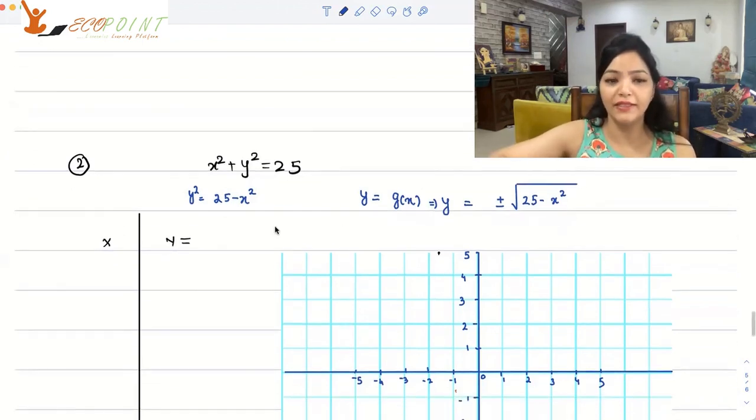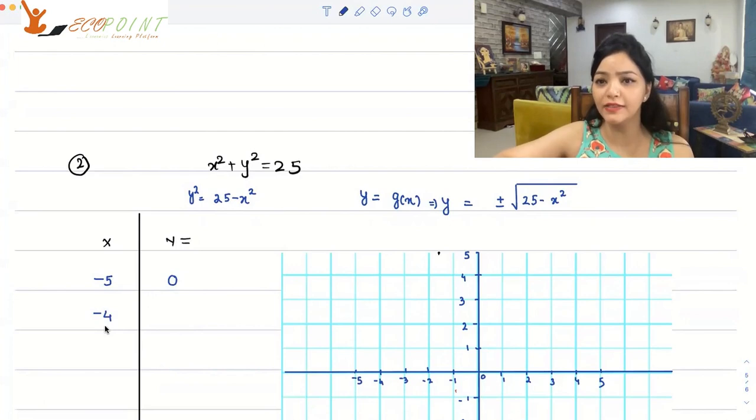Now, keeping that in mind, we will go about the simple process of giving x certain values which are in the domain and getting y values out of it. So suppose I give the value -5 to x, what will I get? The moment I put x as -5, inside the square root it's going to be 25 minus 25, that gives you 0. The moment I give the value -4, what's going to happen? Inside the square root, I will get 25 minus 16. -4 squared is 16. So 25 minus 16 will give you 9. So you will get square root of 9.